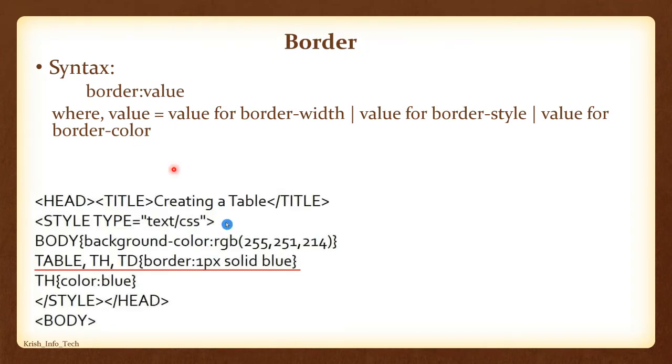Next, I will be showing the example for the same program which I have shown in the previous example. I'm just adding this line alone in that. So table, th, td, all these tags are going to have the same border attribute. That's why we are mentioning them with commas. Which means all these tags are going to have the same border attribute of 1 pixel solid blue. Now the program continues as it is, as we have seen in the previous example.